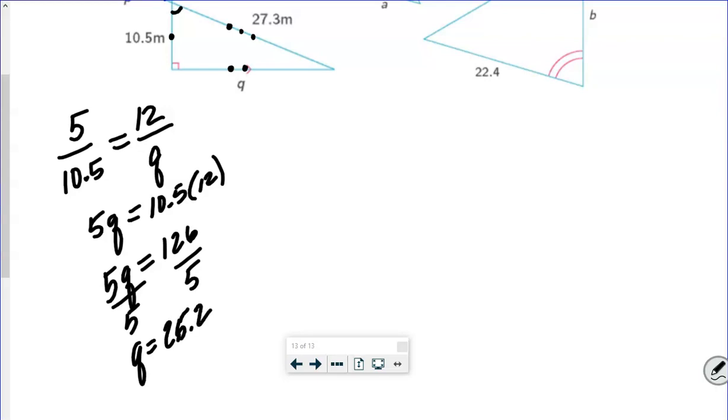Oh my gosh, I cannot write, y'all. It's supposed to be 25.2. Okay, now let's do the other one.